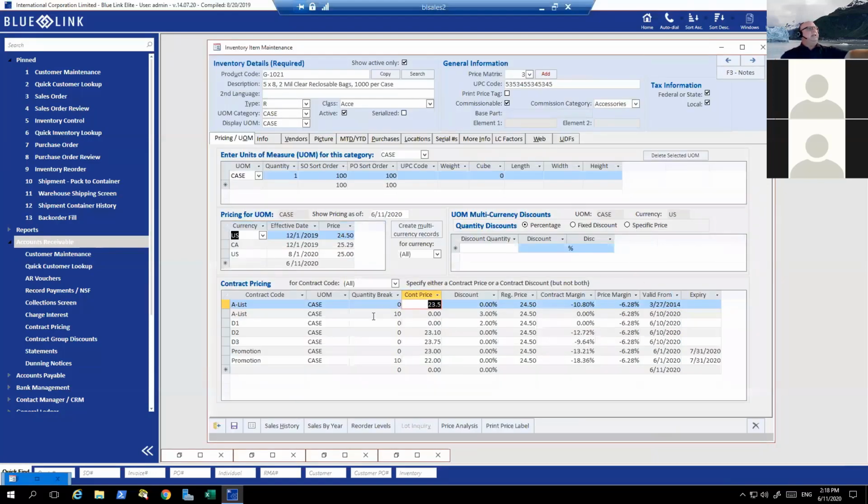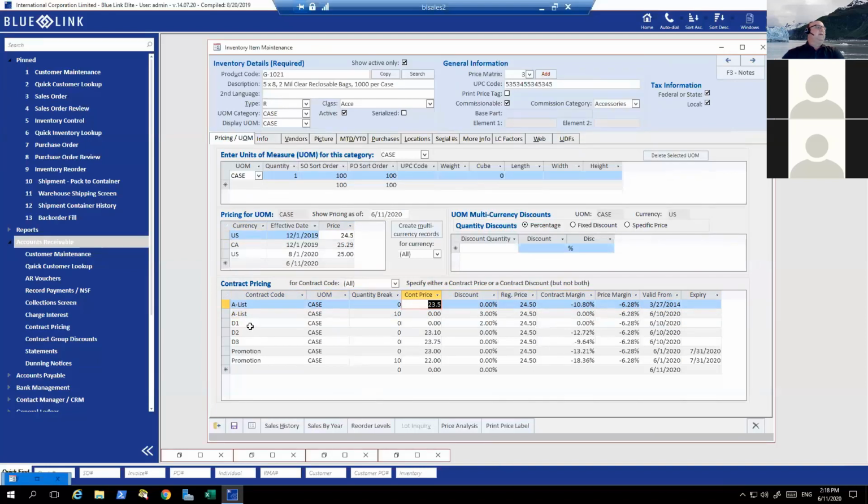Okay, so let's actually talk about some of these other things that you see. Again, I can actually set up different quantity breaks. So if the customer is getting a quantity break of 10, you can actually see here that it would be a 3% discount. Okay, now this is a 3% discount off of this. It's not a 3% discount off of this.